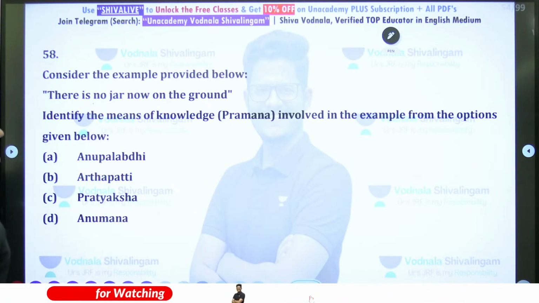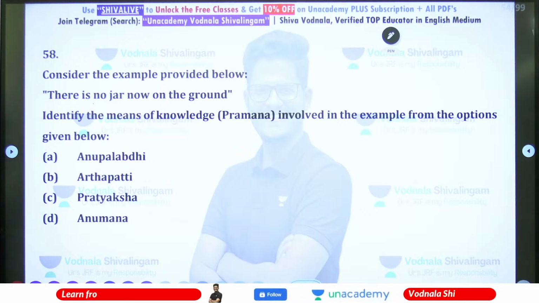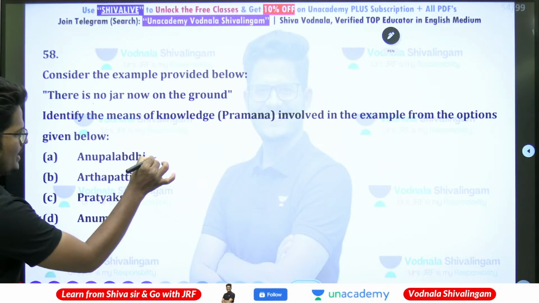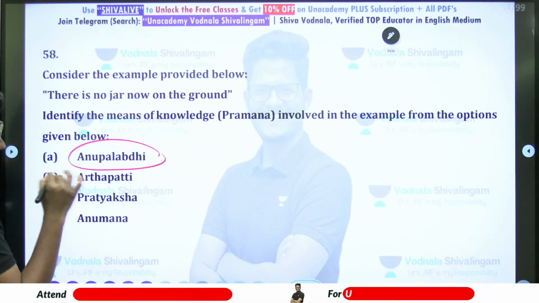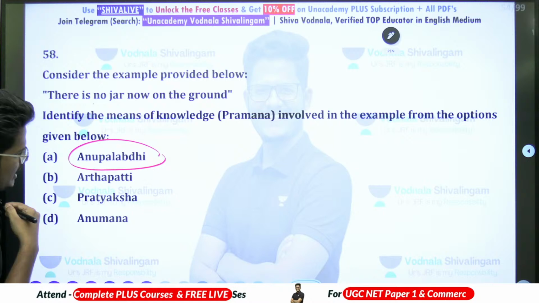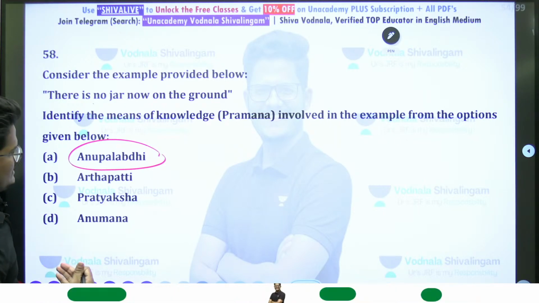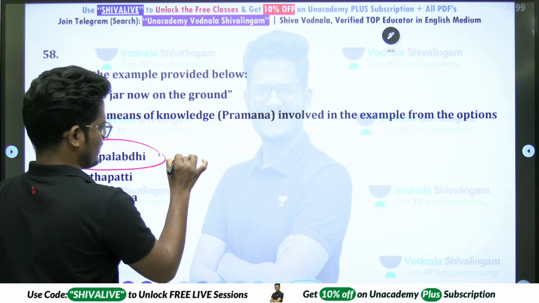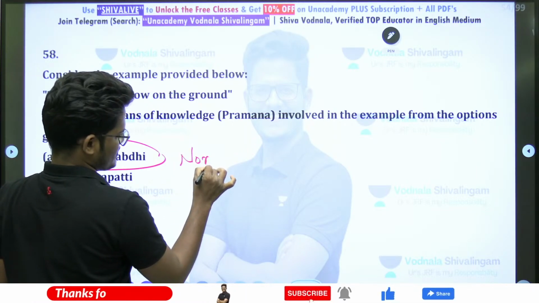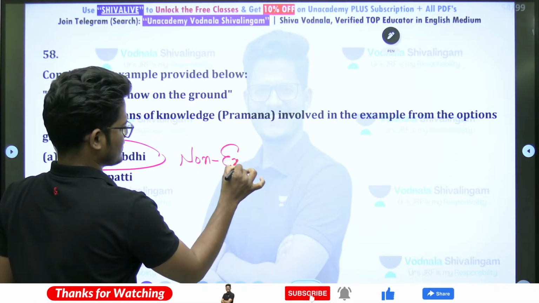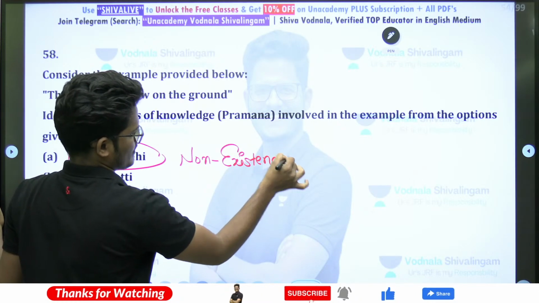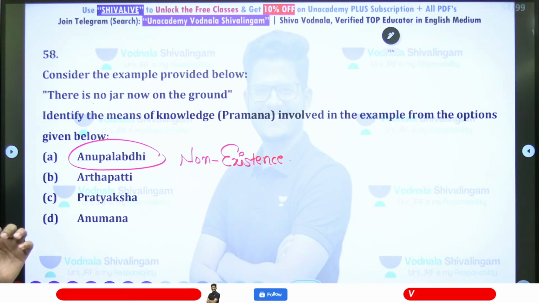There is no jar now on the ground. Identify the means of knowledge, which is anupalabdhi. Upalabdhi means existence. Anupalabdhi means non-existence. So when we are speaking about something which does not exist, it comes under anupalabdhi. Non-existence, anupalabdhi.